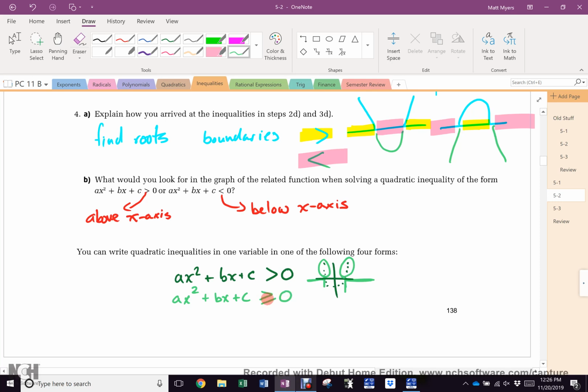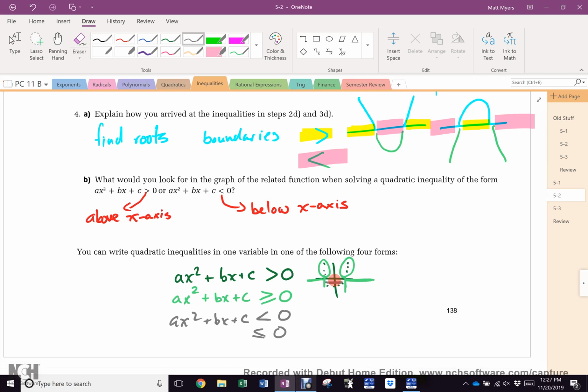If it equals, what is different? What's the only thing that changes? It's a solid line. Does anything else change? Is it still these? Great. What if I had ax squared plus bx plus c is less than 0? Now where is it? And where is that? In the middle, right there. And then, of course, if it was less than or equal to 0, it would be the same thing. Everybody's cool?